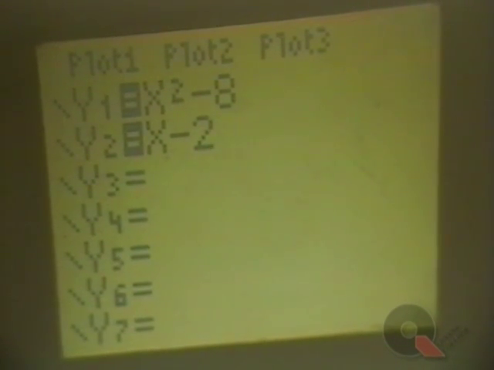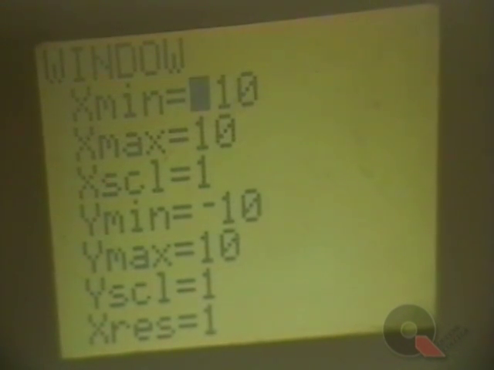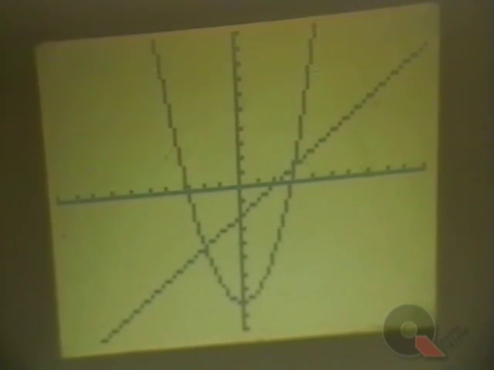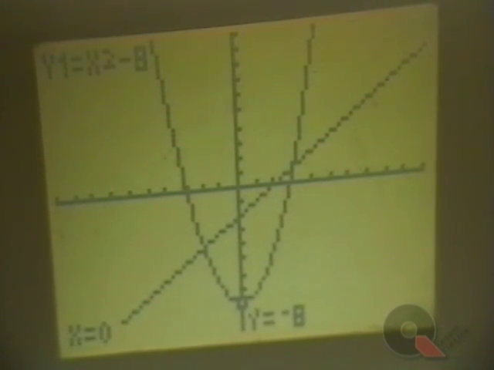Okay? Now let's look at the window that we're using. Let's graph it this way. It graphs y equals x squared minus 8 and y equals x minus 2. Now, if you want to find points of intersection, you can hit the trace key.